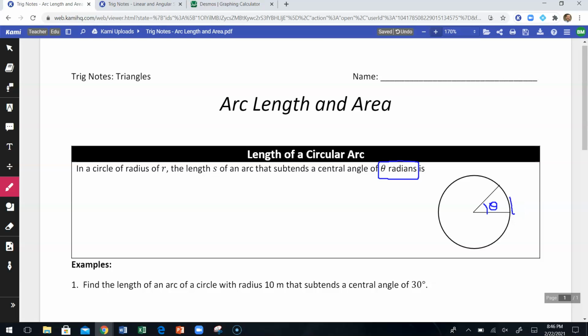So I've got some angle. Let's say I want to know the arc length on the outside of the circle over that angle. So what is that arc length? That's what we're after. The formula for that is that the length of that arc, which we're going to call S, is going to be the radius of this circle times the angle in radians. So that will give us the length of that arc.